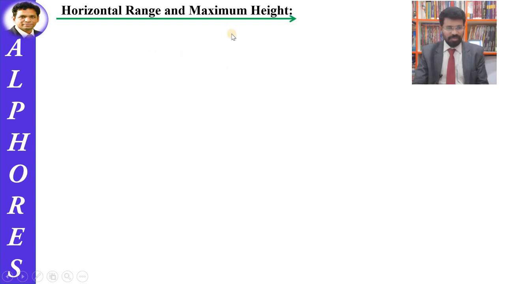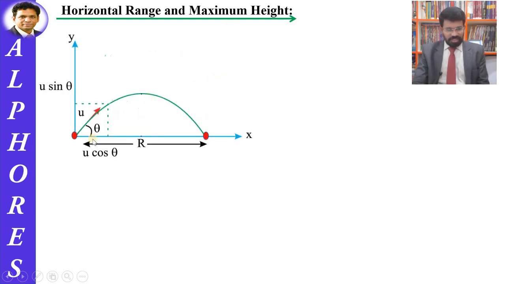Let us talk about this one. Horizontal range. See, horizontal range in the sense, when a body is projected at an angle theta with an initial velocity u, whatever horizontal distance it covers, that is called as horizontal range. So the time taken by the body to cover this horizontal distance is how much? Equal to time of flight only, isn't it? Whatever time it takes to travel along this trajectory up to this point, during that time, horizontally, how much distance is it covering? A distance equal to capital R, which is called as horizontal range.